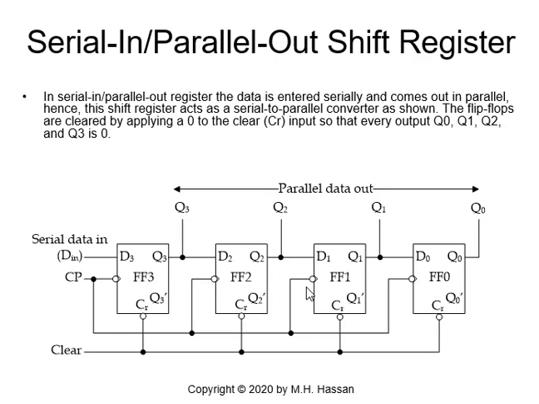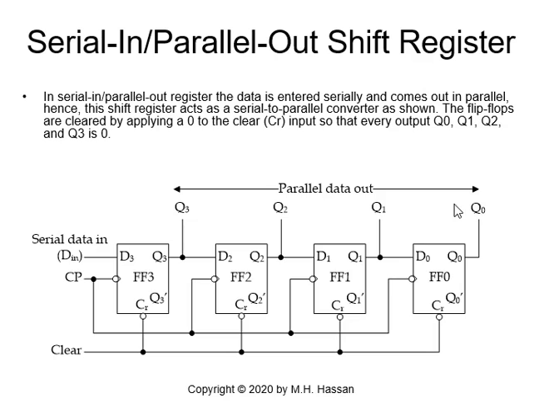Serial in, parallel out. The same thing here. If you put the data in series, or serial in, you can have the data as serial out, or you can have it as a parallel out. You can read Q3, Q2, Q1, and Q0 at the same time. You can take them to LEDs to see the data, for instance.